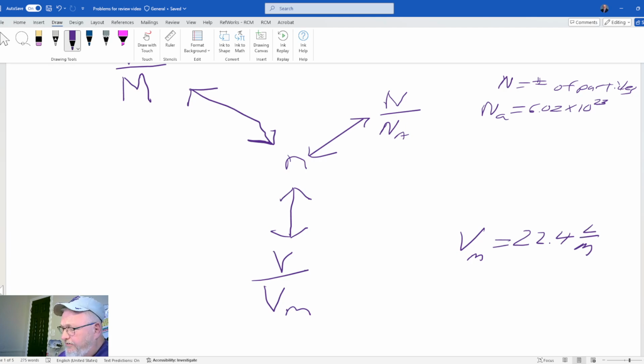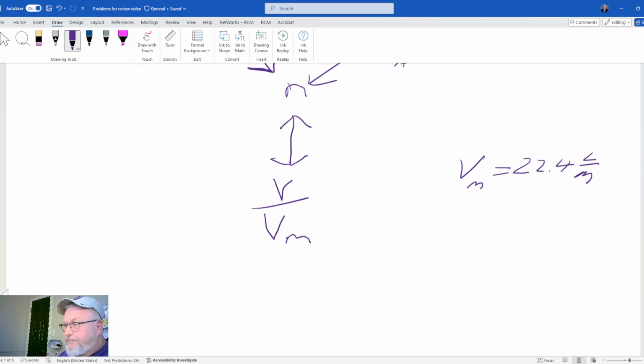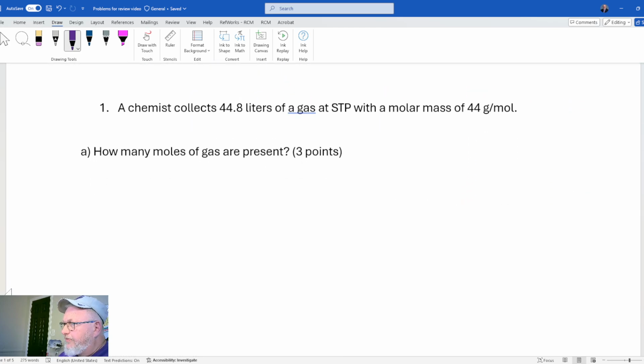Another thing we're going to cover on the test is percent composition. We went over that pretty well, which is where the mass of the component is divided by the mass of the total compound, right? So let's look at some things here.